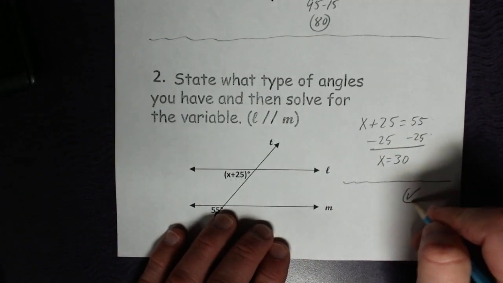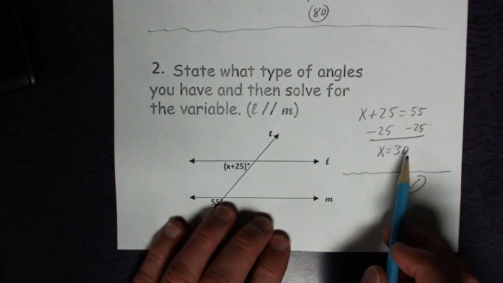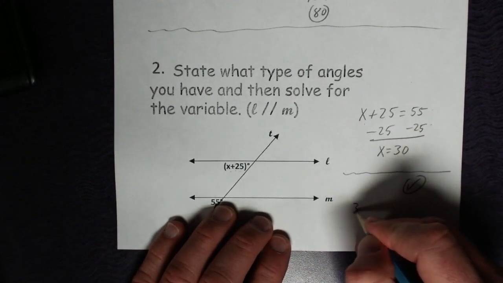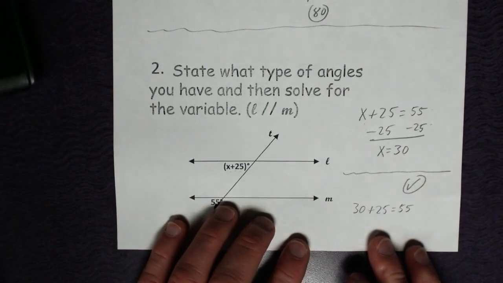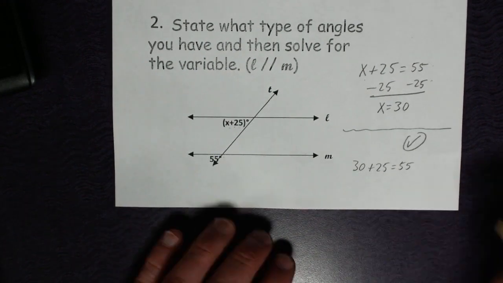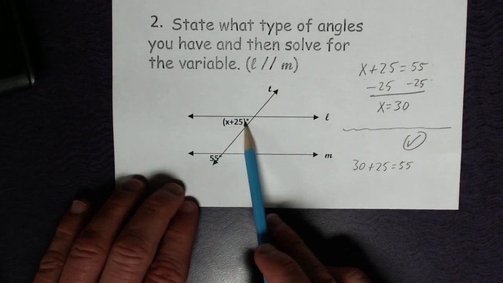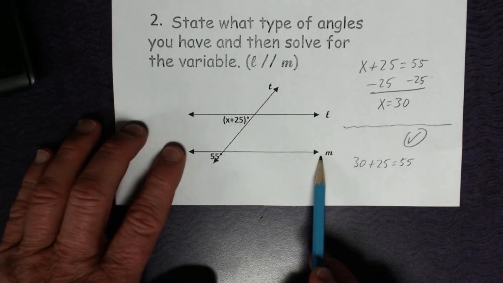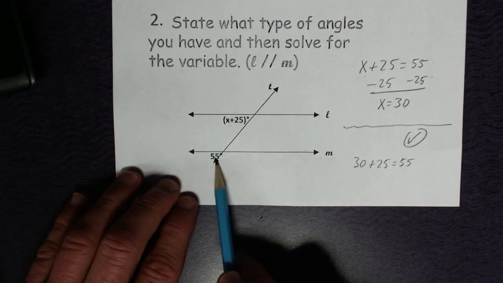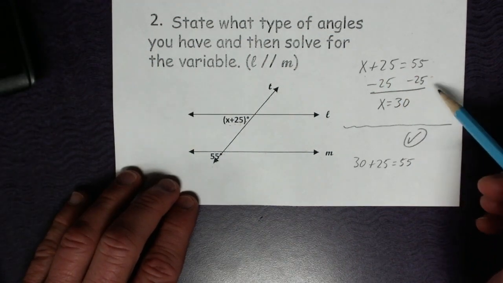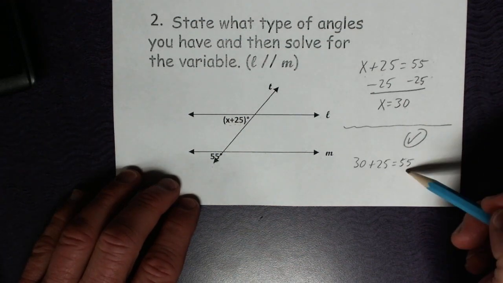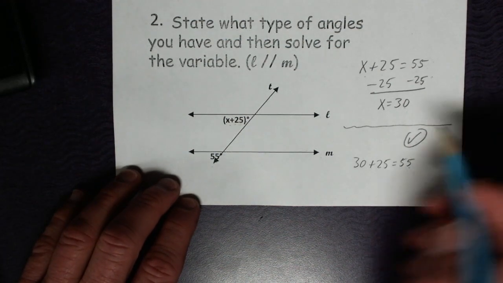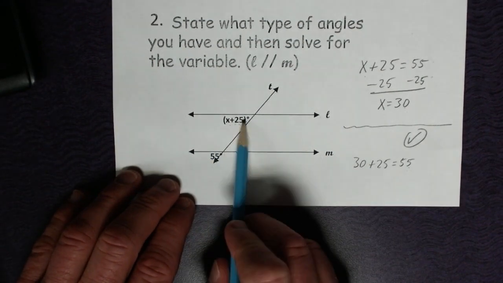So I'm going to go ahead and check myself. How am I going to do that? I'm going to take the 30 and plug it back into x. So 30 plus 25, and that does equal 55. So that checks out. All I did here, these are corresponding angles. If I took L and placed it over M, these would be the same. So I set it up where they're equal to each other, solved that one step, and then plugged it in to check myself, and it works out, 55s. They're both equal.